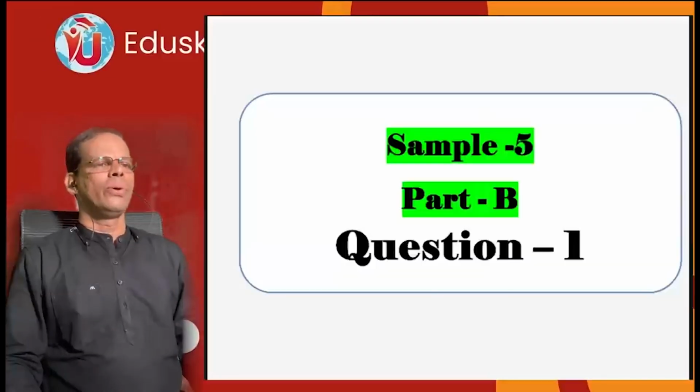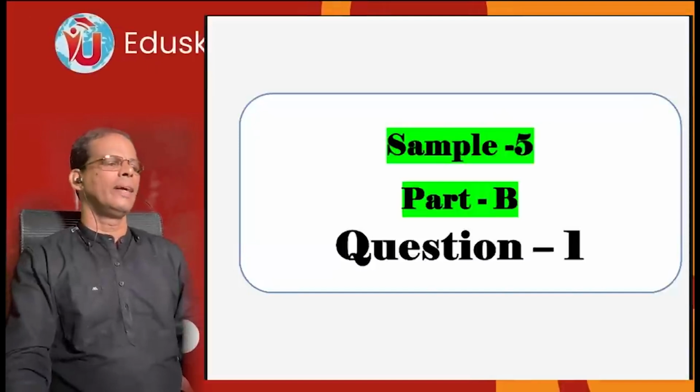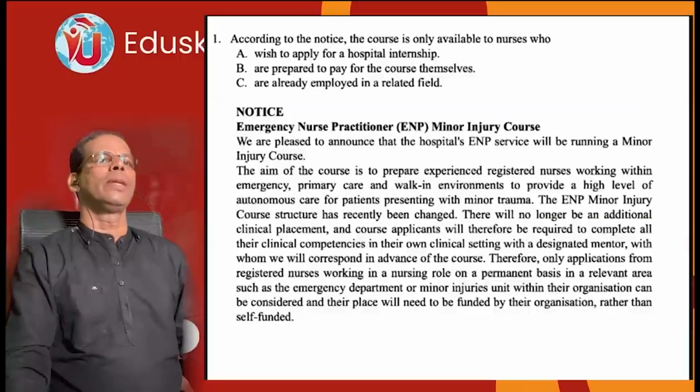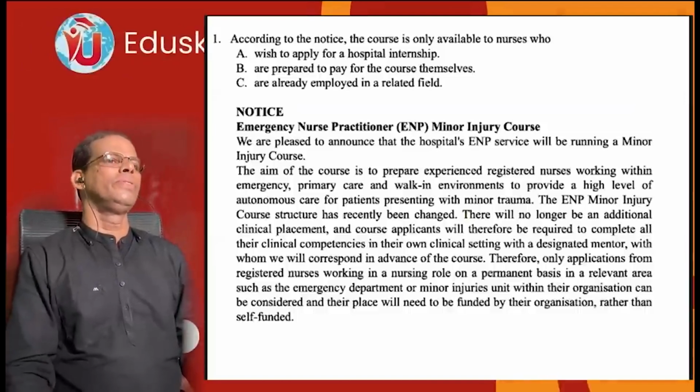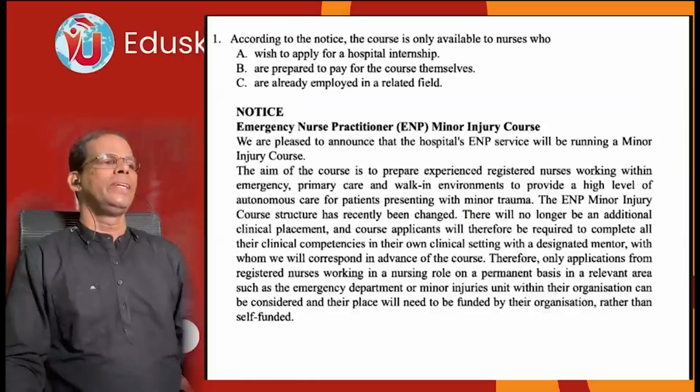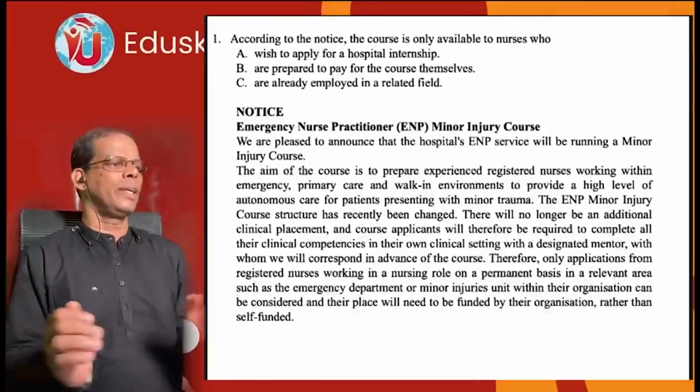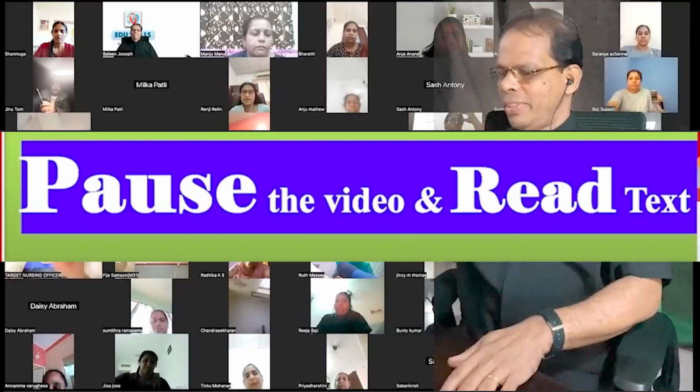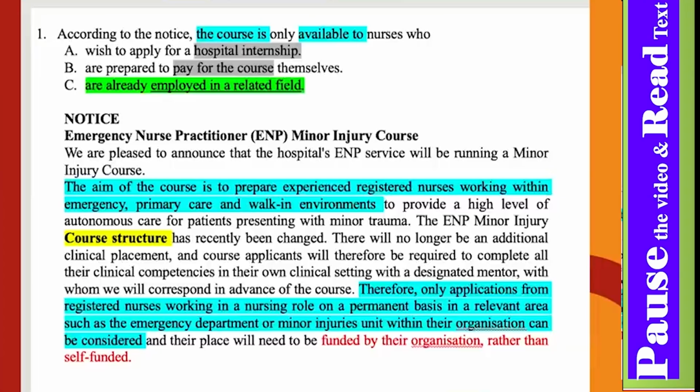And as we get into sample 5, part B, question number 1. Let's check. This is a notice. According to the notice, the course is only available to nurses who. So which question does it answer? Who are eligible, right? According to the notice, the course is only available to a particular group of nurses. Not all the nurses. Try to understand for whom is the course.